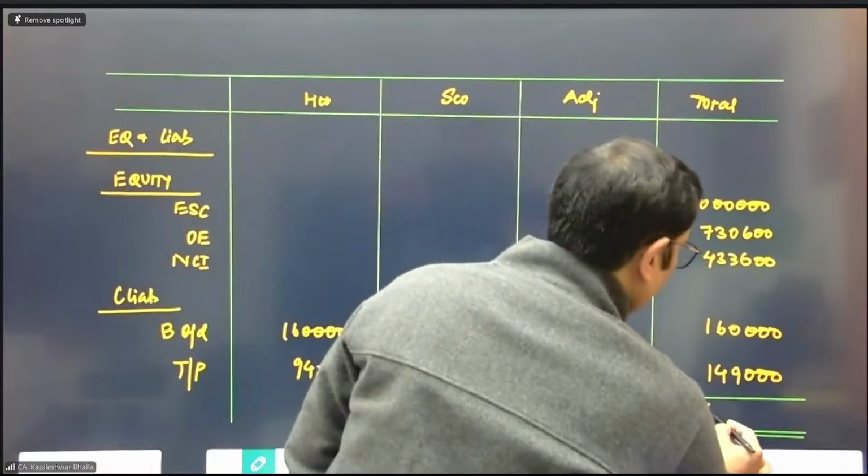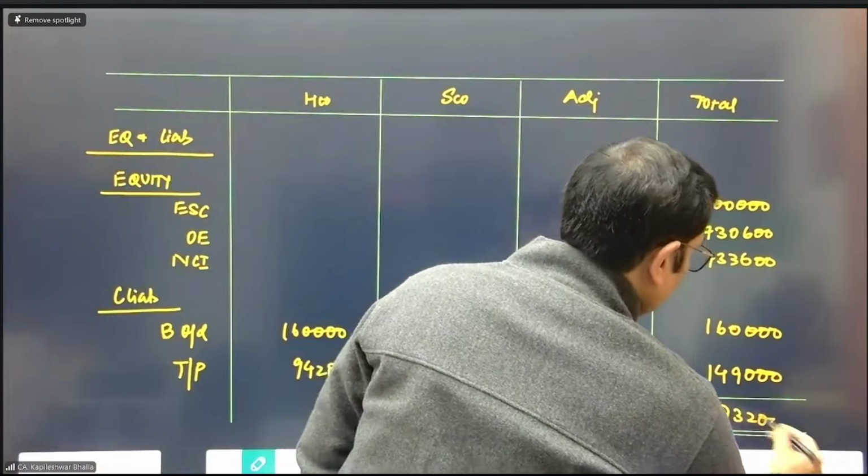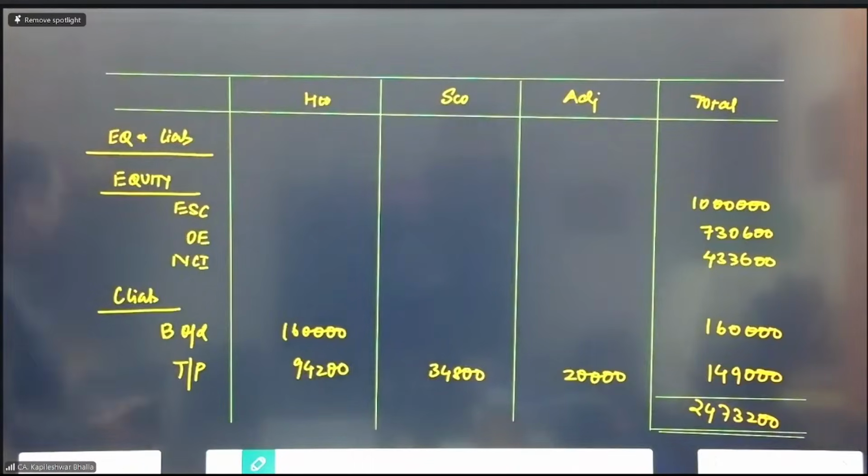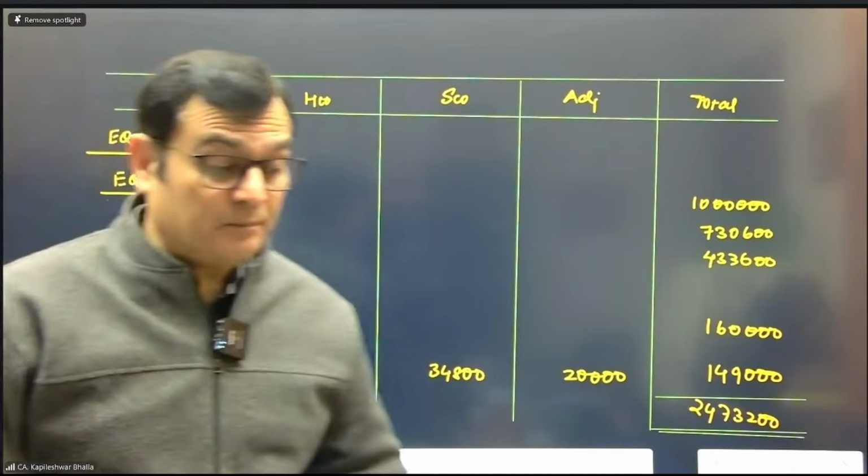That comes to 24,73,200, which is the total of the balance sheet. Wow. So this is done. The balance sheet is agreed. And I think this is pretty simple indeed.